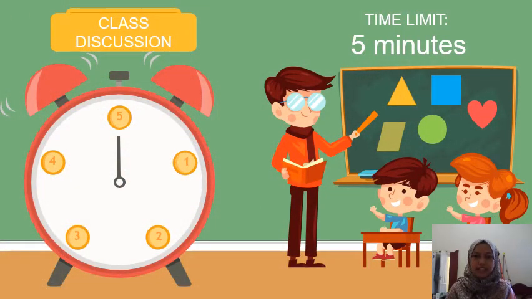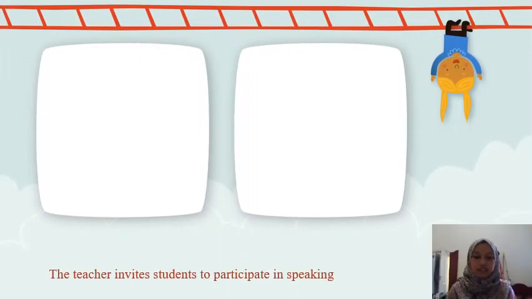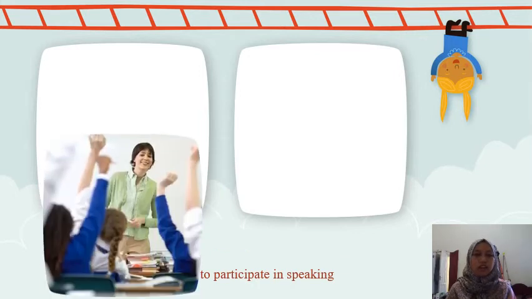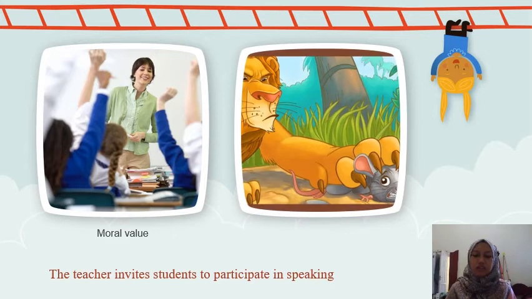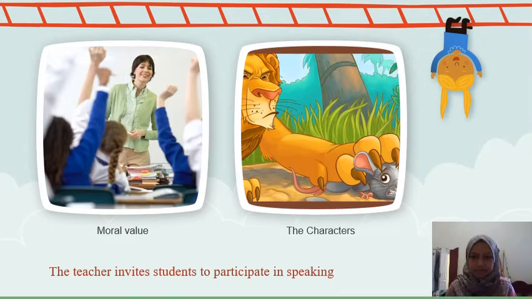Next is class discussion. The duration in this stage is 5 minutes. The teacher asks the students what moral values they learn from the story, asks students to recall the new vocabulary they heard in the story, and asks students about the characters they like in the story. This discussion time is to encourage students to participate in speaking English.